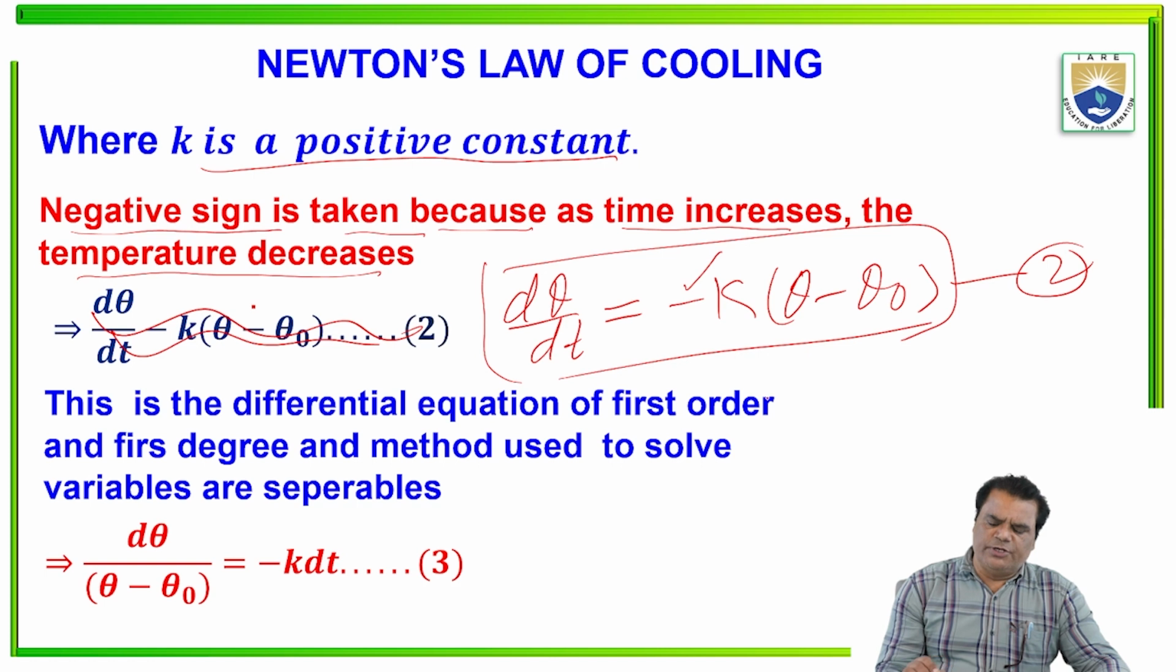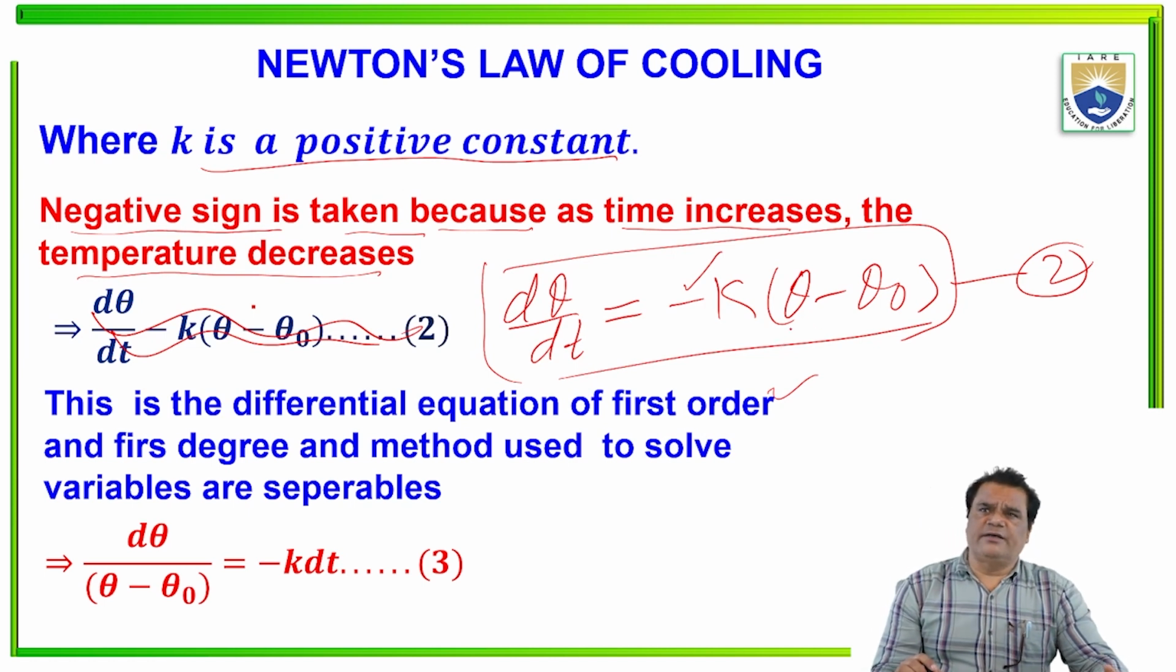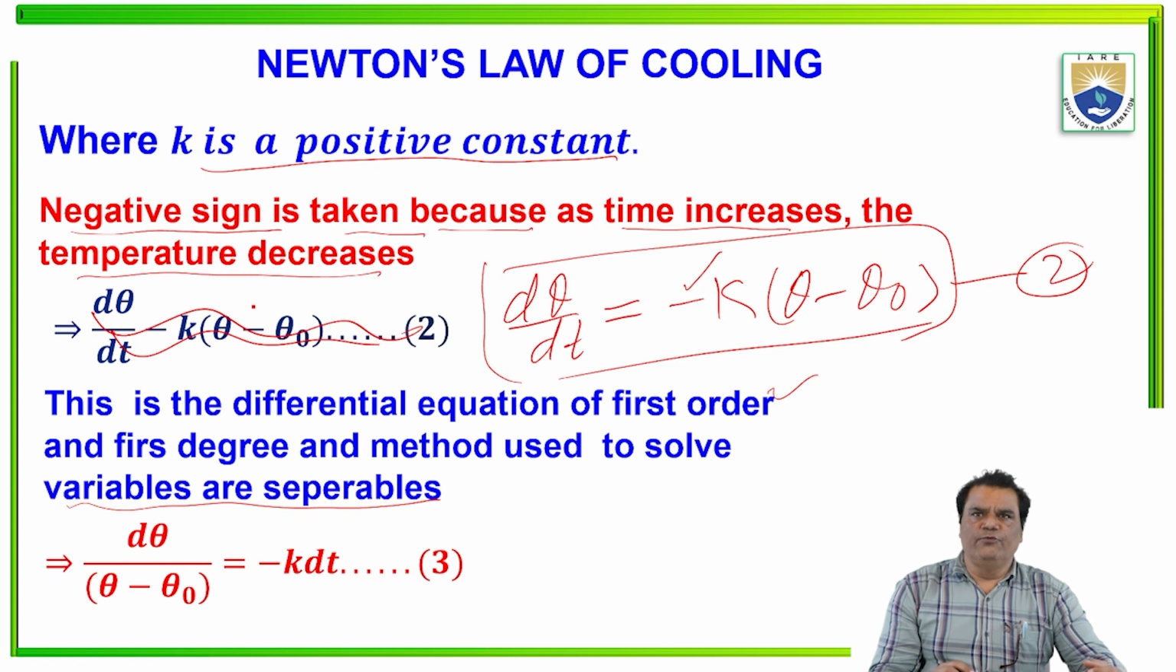This is a differential equation of the first order and first degree. The method used to solve equation 2 is variables separable. We can apply this method in equation 2 to find the value of theta, where theta is the temperature of the body.